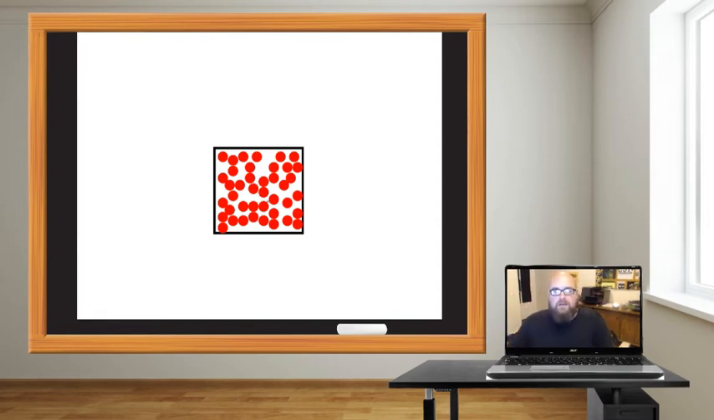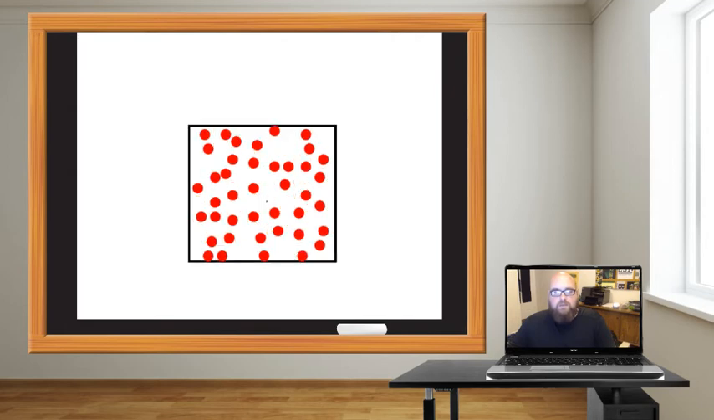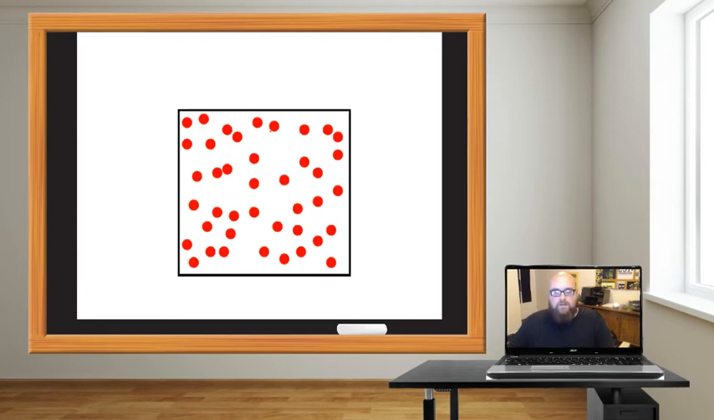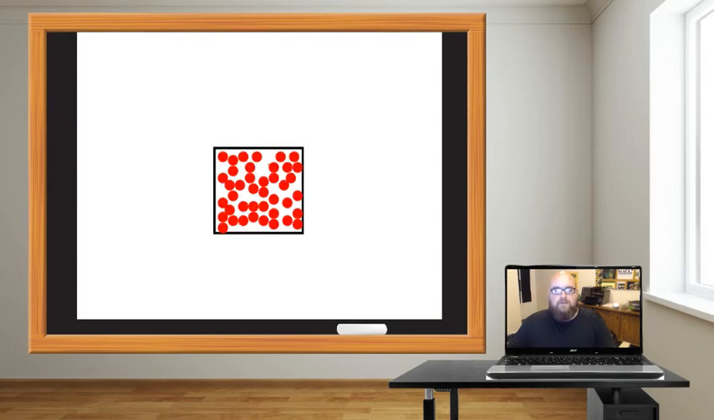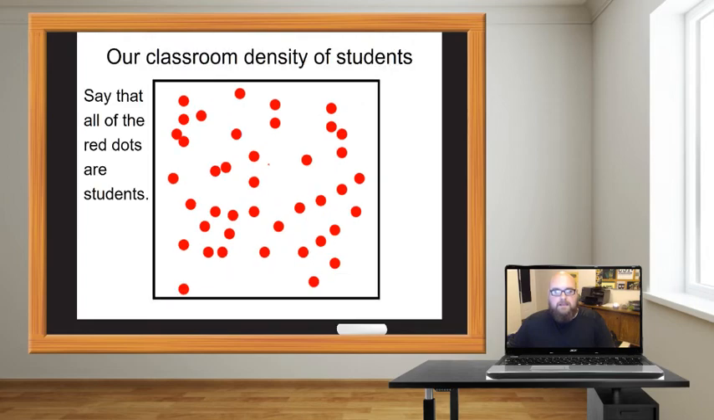Now if we increase the amount of volume for that mass, okay, we get more space. The density actually decreases. So if your mass stays the same, but your volume changes, if your volume gets smaller, you become more dense. If your volume gets larger, you become less dense.